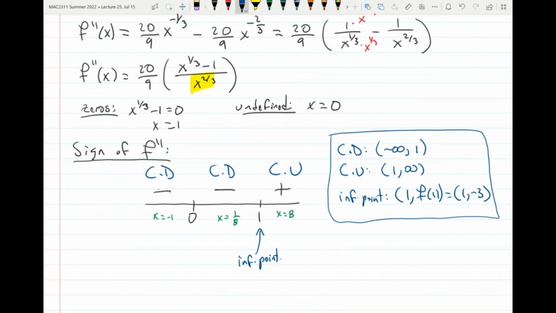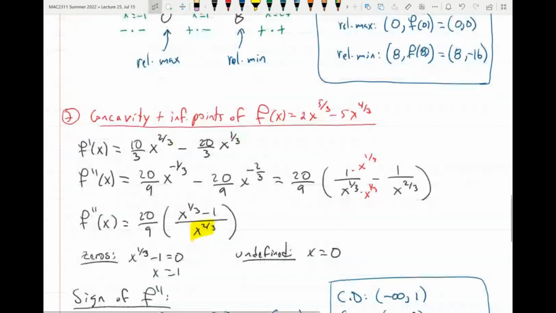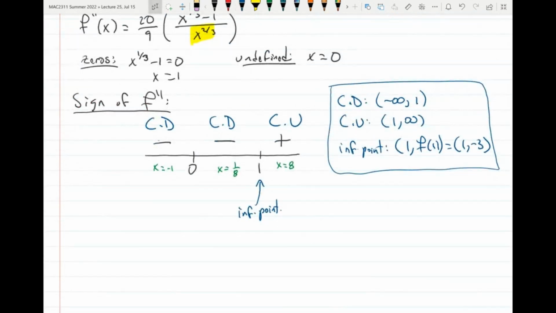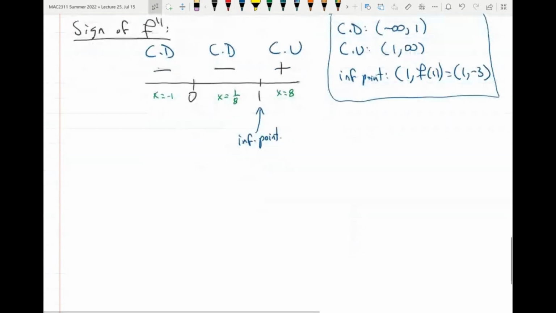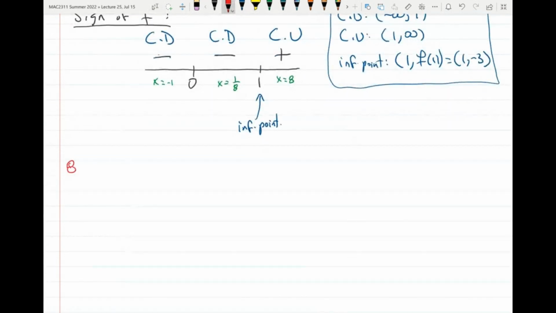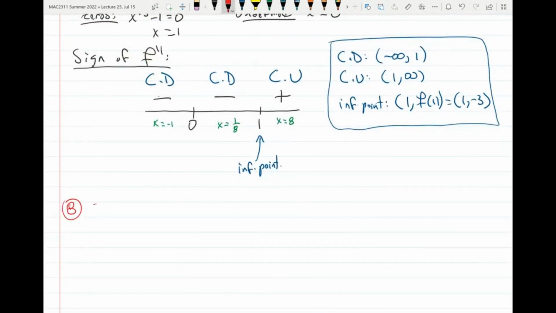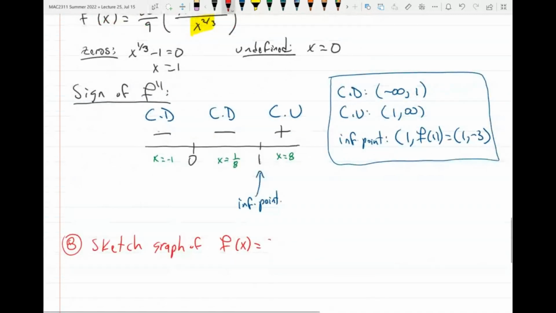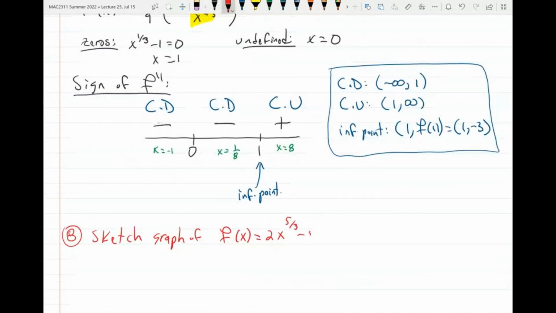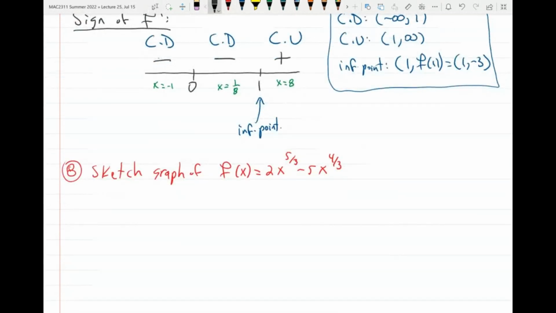All right. So we did step 7. So we found concavity and inflection points. Now we have everything we need. So step 8, let's put all of this together and let's finally produce a picture. So step A, sketch the graph of, and let me repeat the formula here once again. So the function f is 2x to the 5 over 3 minus 5x to the 4 over 3. Okay, so let's sketch the graph.